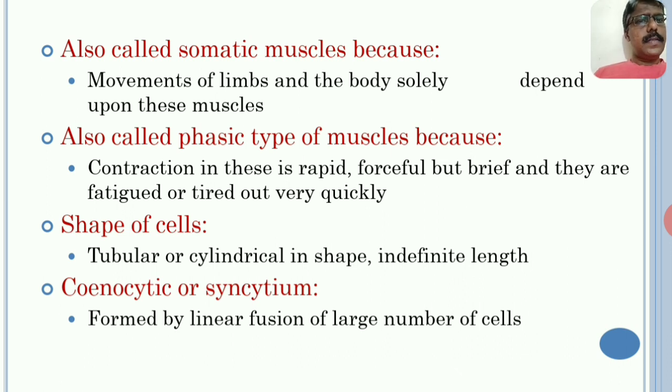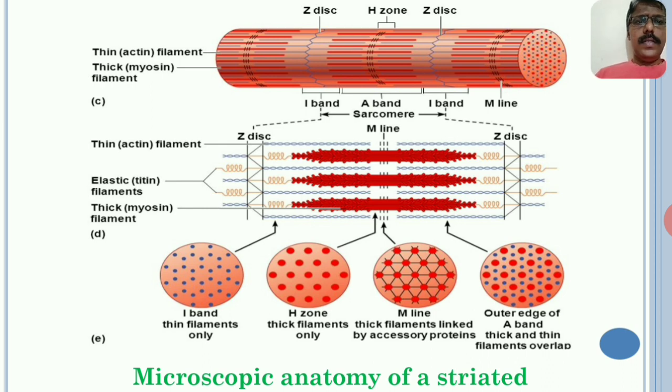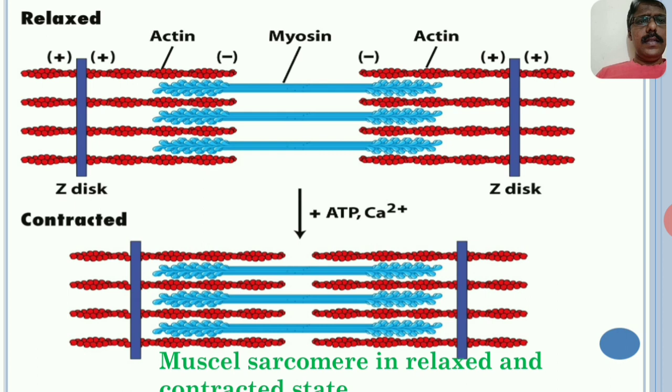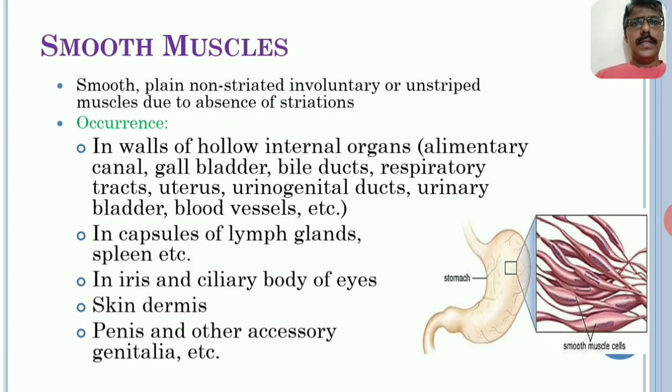Shape of cells: tubular or cylindrical in shape, indefinite length, syncytium, formed by linear fusion of a large number of cells. Now this is the microscopic anatomy of striated muscle. Then this is the structure of sarcomere in relaxed and contracted state of a muscle.